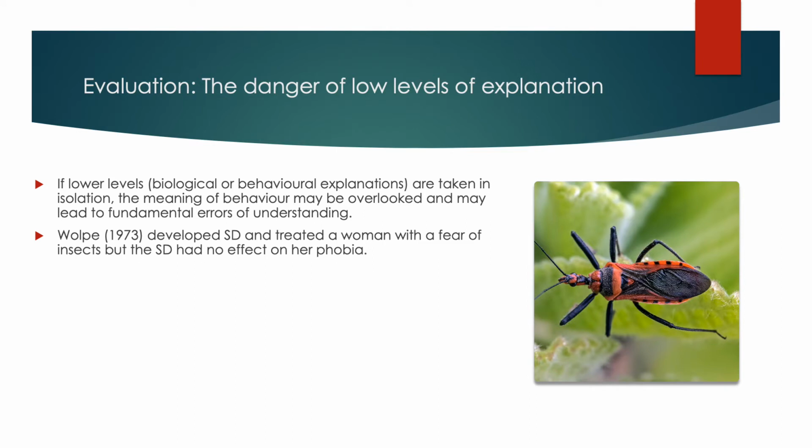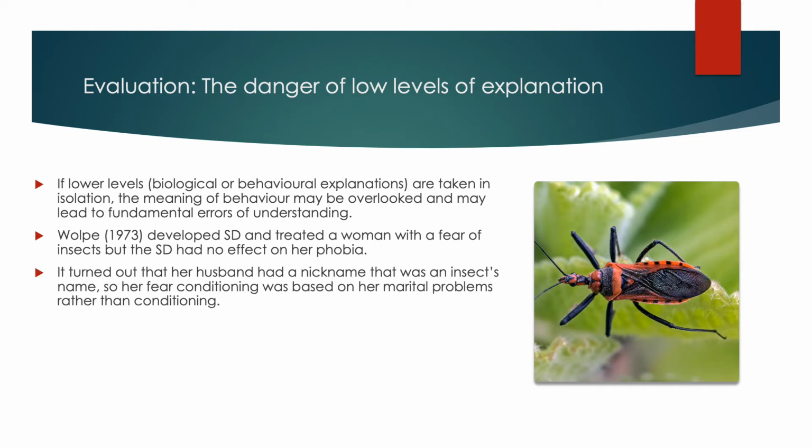So Wolpe did some research, and he was the one that developed systematic desensitization. And he tried to treat a woman with a fear of insects with systematic desensitization, and it did not decrease her phobia at all. It did not go away. And then, after more investigation, it turned out that her husband, who she had been having marriage troubles with, had a nickname that was an insect's name. So actually, her fear was based on her marital problems rather than conditioning.